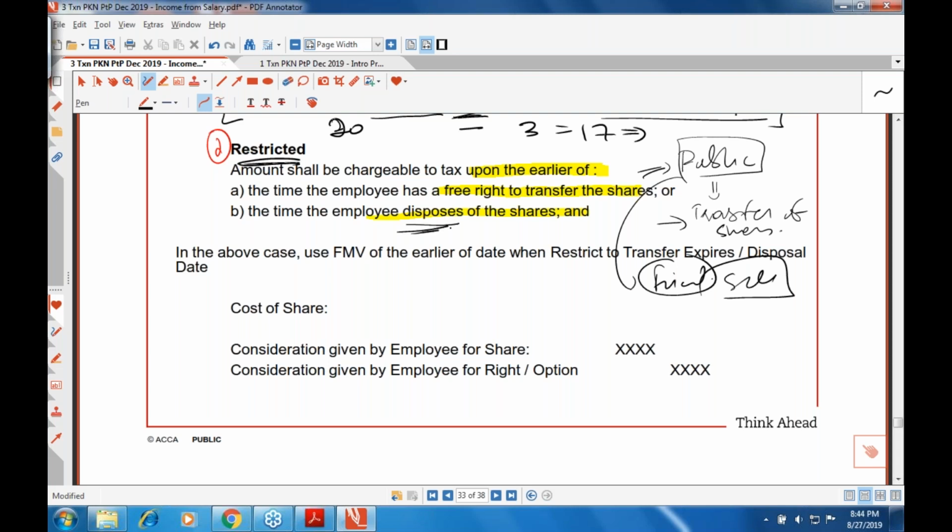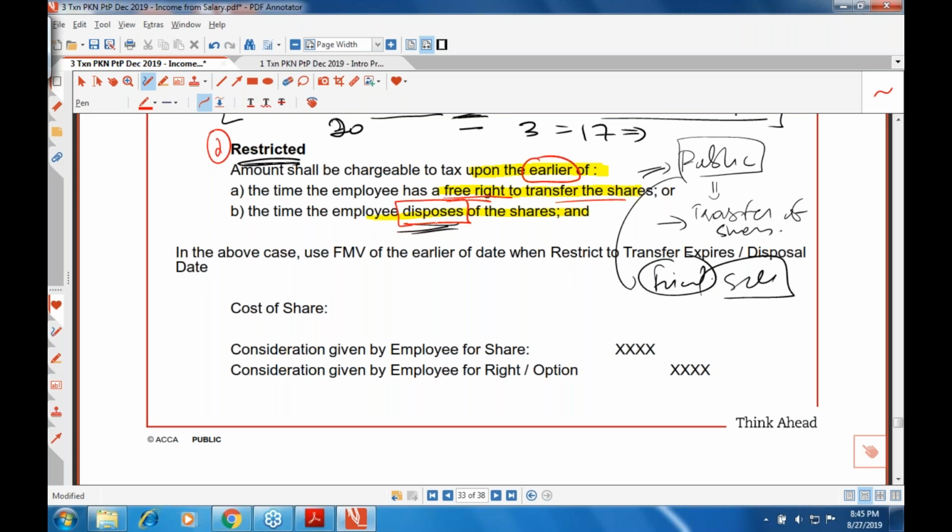I've actually disposed of the share. So basically, the amount chargeable to tax shall be upon the earlier of the time the employee has a free right to transfer the shares, or the time the employee disposes of the shares, whichever is earlier.